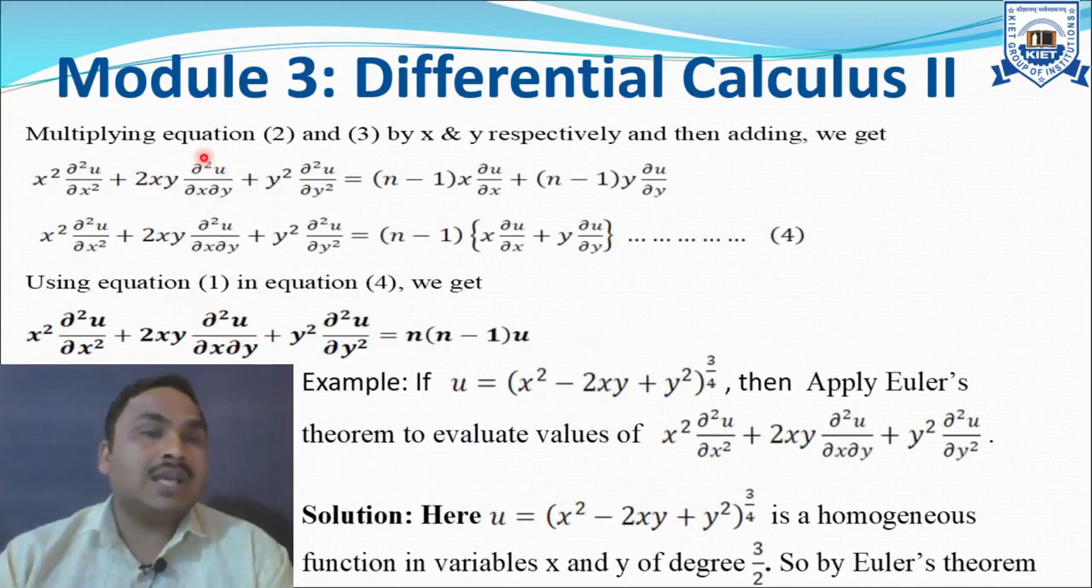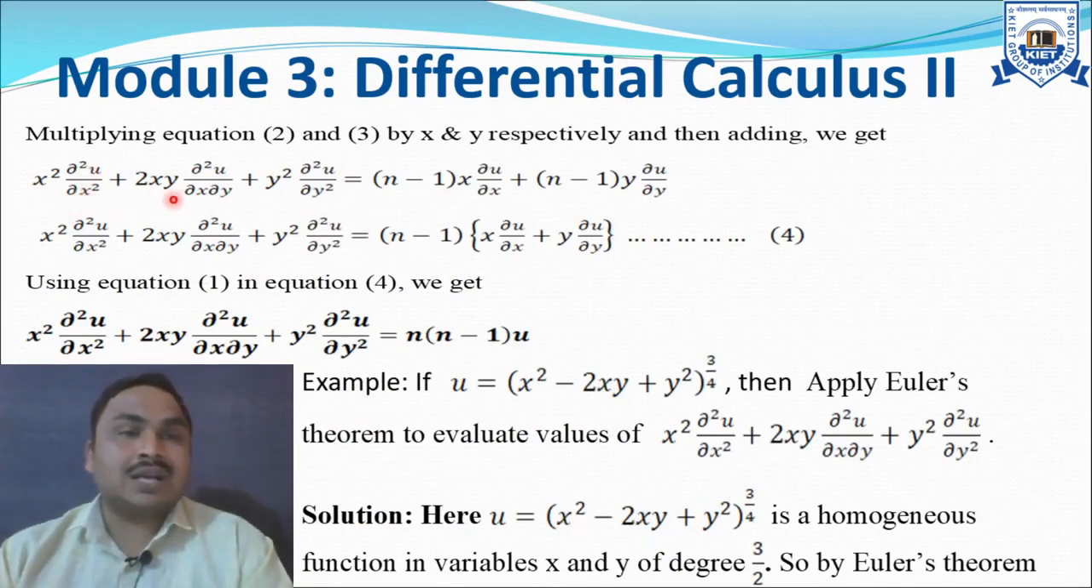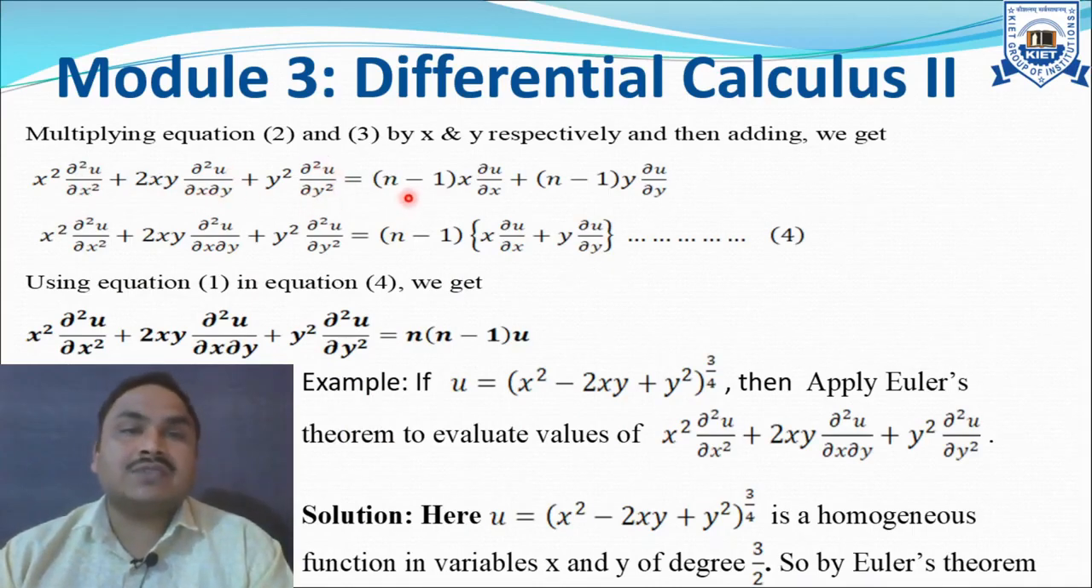So on multiplying with x and y and then adding, we get x² ∂²u/∂x² + 2xy ∂²u/∂x∂y + y² ∂²u/∂y² equals (n minus 1) x ∂u/∂x plus (n minus 1) y ∂u/∂y. N minus 1 is taken common, and from Euler's theorem this value equals nu. So if we replace this term by nu, we get x² ∂²u/∂x² + 2xy ∂²u/∂x∂y + y² ∂²u/∂y² equals n(n minus 1)u.